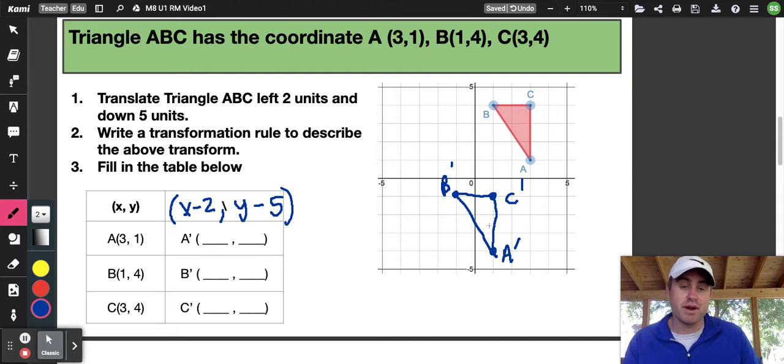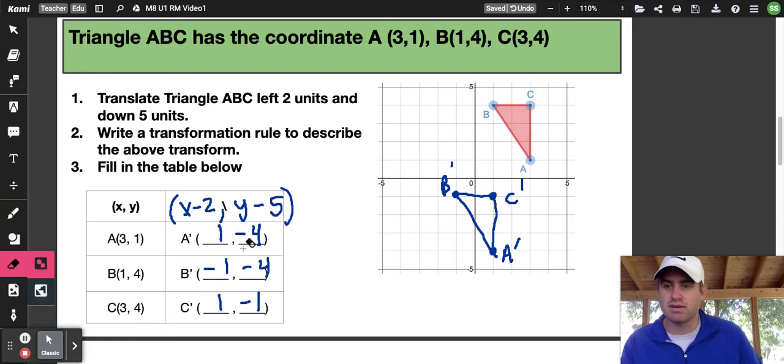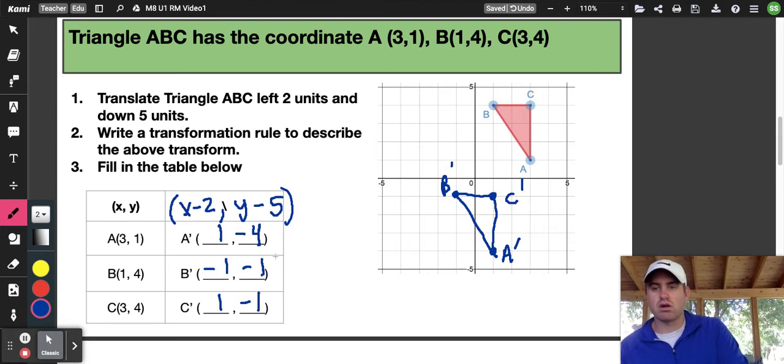And then what we're going to do to find our ordered pairs is you can either write down the locations of them from your graph, or you could simply take A and you could subtract 2 and subtract 5. So 3 minus 2 is 1. 1 minus 5 is negative 4. 1 minus 2 is negative 1. 4 minus 5 is negative 4. And then 3 minus 2 is 1. And 4 minus 5 is negative 1. Oop, I made a little error here. I was getting ahead of myself. Happens to all mathematicians. 4 minus 5, Mr. Saffel, is negative 1. All right.